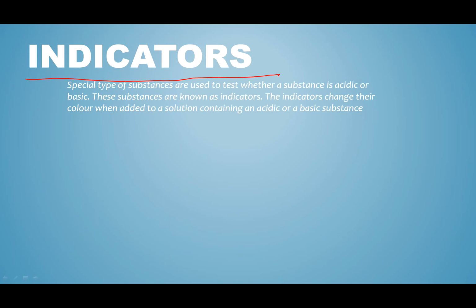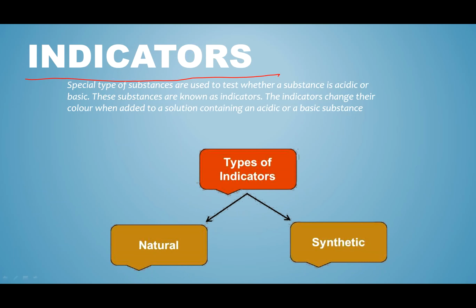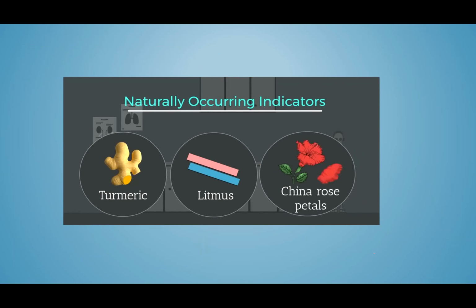So let's understand in more depth. Indicators are special types of substances that are used to test whether a substance is acidic or basic, as I explained to you, and they change color. So we are going to understand what the color change is in acid when an indicator is added, or in a base when an indicator is added. Before that, we can understand there are two types of indicators, natural and synthetic. Natural ones we can extract from natural sources in nature, and synthetic ones we prepare in the lab. So let's see the natural ones here: turmeric, litmus, China rose petals.